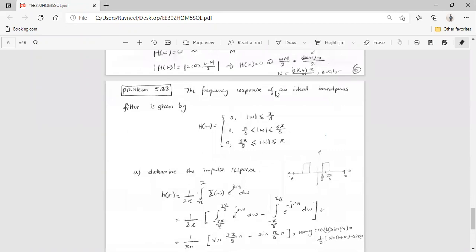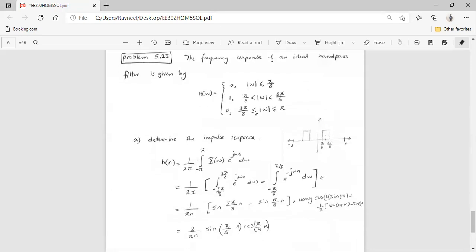Question number 5.23: the frequency response of an ideal bandpass filter is given over here, right? We just need to determine the impulse response of it. The impulse response is basically h of n. So we are already given H(omega). The first thing that I would suggest, if we are given a piecewise function, is to always plot this particular function. If we plot it, we'll be getting something like this.